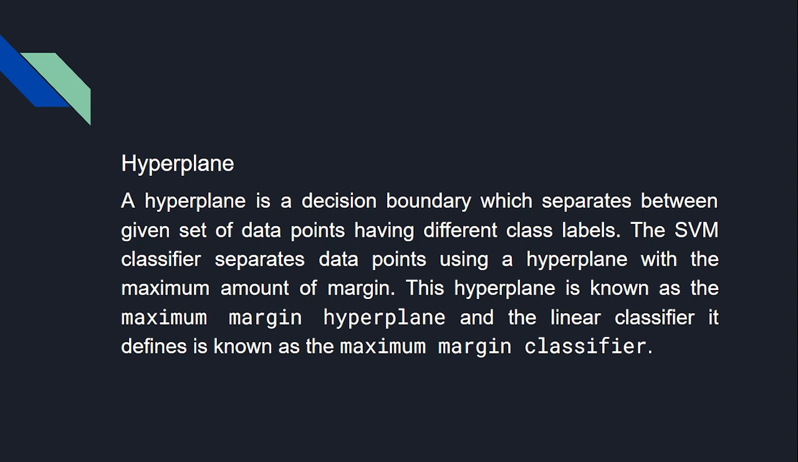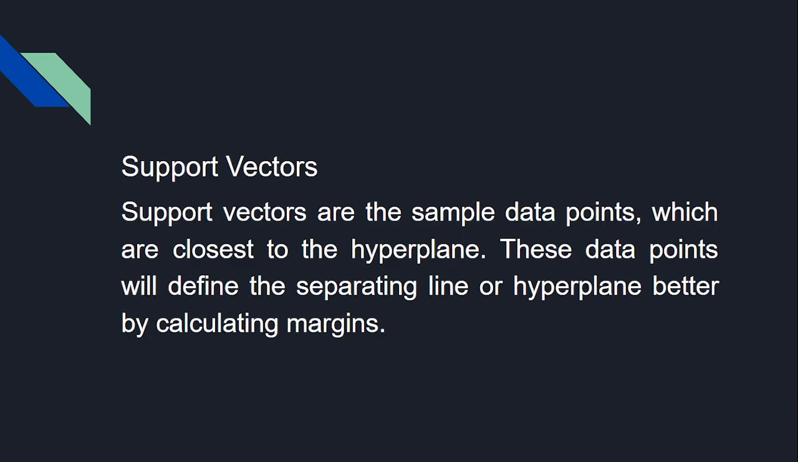The SVM classifier separates data points using this hyperplane with the maximum amount of margin, and this hyperplane is known as the maximum margin hyperplane, and the linear classifier it defines is known as the maximum margin classifier. So these are the things we remember. Then we go for the support vectors. The support vectors are the sample data points which are closest to the hyperplane. Remember. I'll show you the diagram, then you will understand all things. And these data points will define the separating line or hyperplane better by calculating the margins, right?